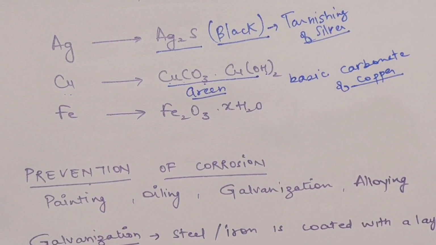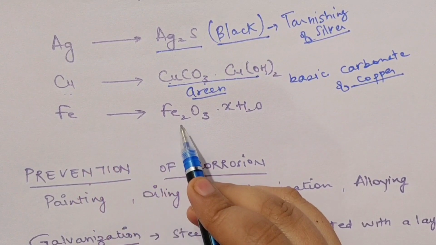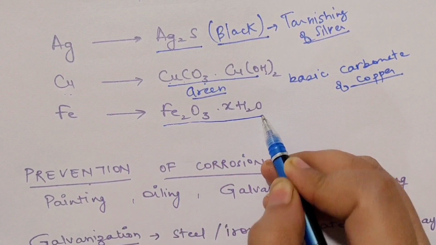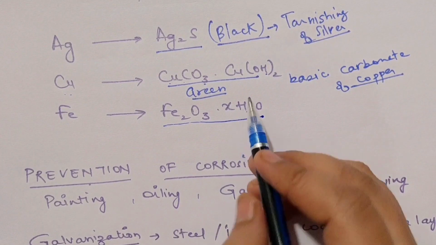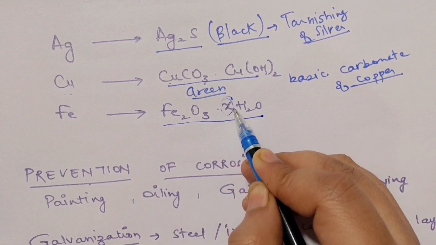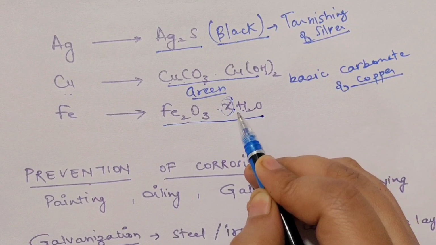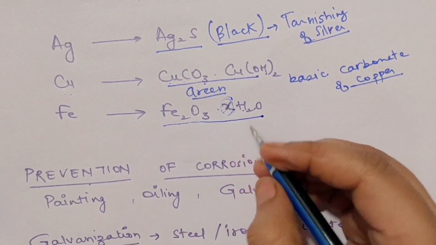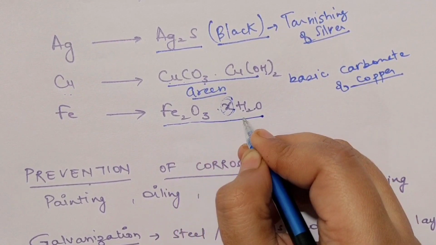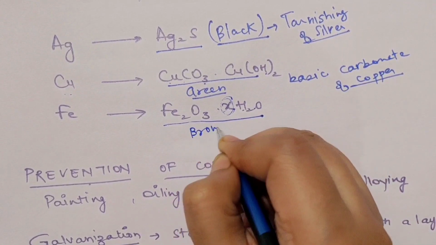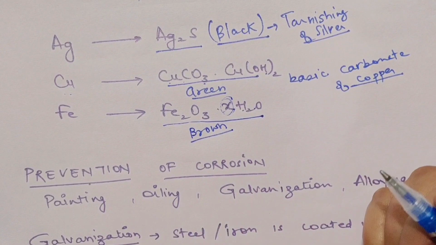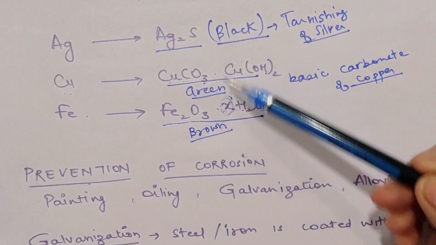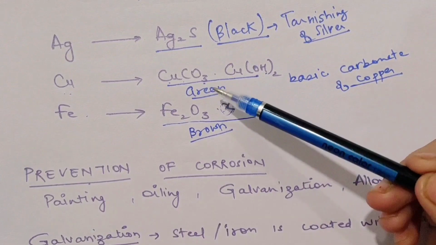Then we have iron. Iron, when it gets rusted or corroded, forms iron oxide and hydrated iron oxide. But the amount of water molecules is not fixed. It varies. So we write X. So this hydrated iron oxide is brown in color. We all know rust is brown in color. Okay. So these are the metals and this is how they rust and the compounds they form upon corrosion.